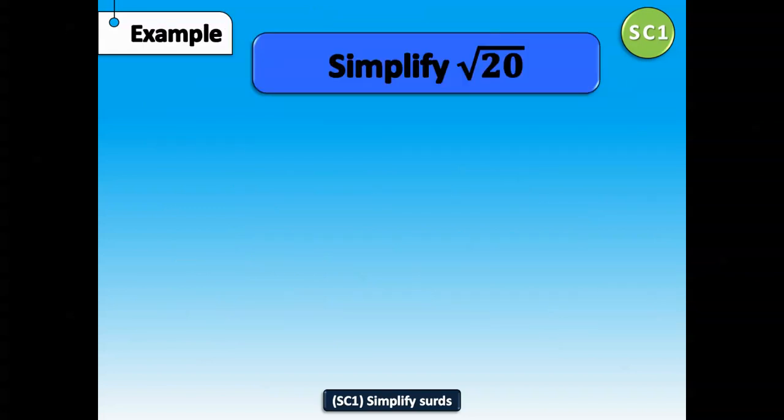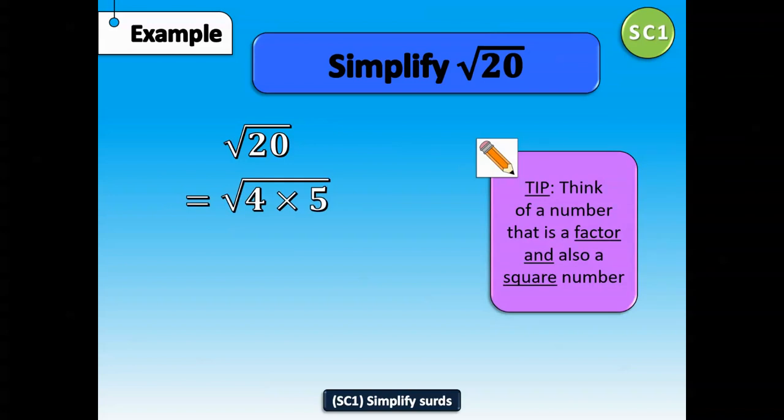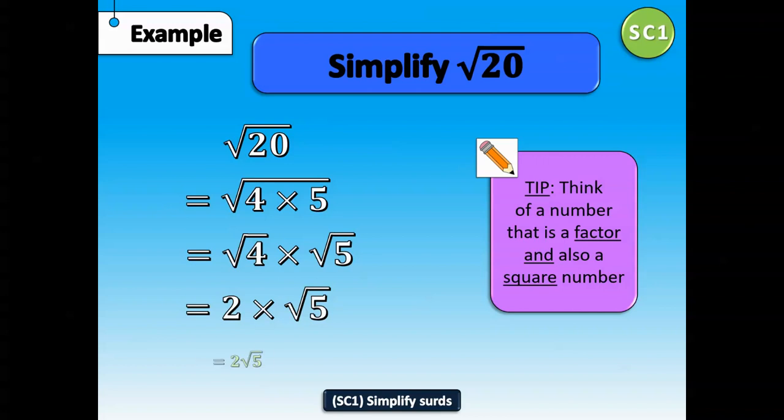So we want to simplify the square root of 20. So we need to think about what square number goes into 20. Well, 4 is a square number and it goes into 20. So we can rewrite the square root of 20 as the square root of 4 times 5, which we can rewrite as the square root of 4 times the square root of 5. Now we know the square root of 4 is 2, but we can't square root 5, so that stays as root 5. And 2 times root 5 can just be written as 2 root 5.